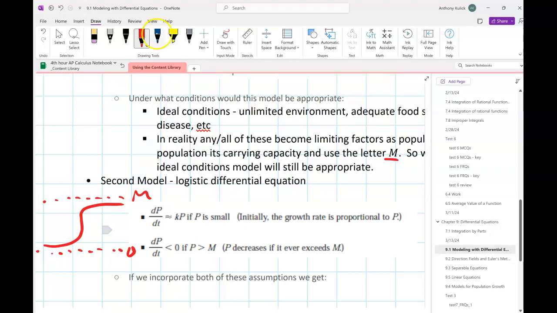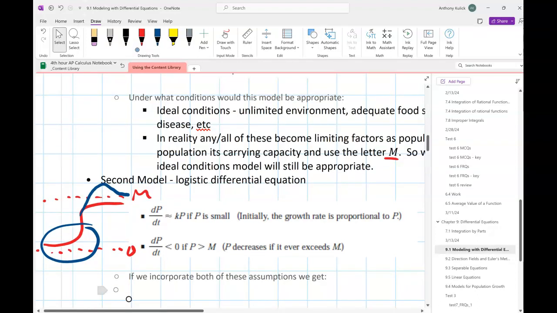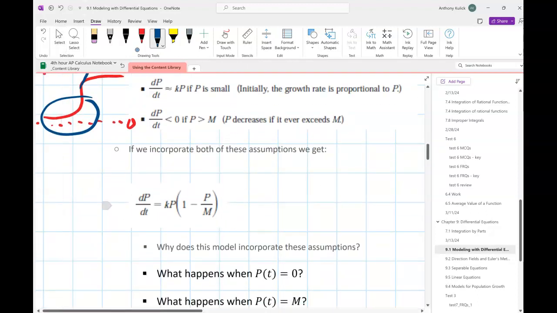Now, what we want this to do is, when our population is small, we want it to grow exponentially, right? But when our population is big, or even if it exceeds M, we want it to come back down and start getting to M again. Everybody agree with that? Is it because of the resources thing? Because of running out of resources and stuff, it has to plateau. Right. So to do that, we're going to add in this factor 1 minus P over M.